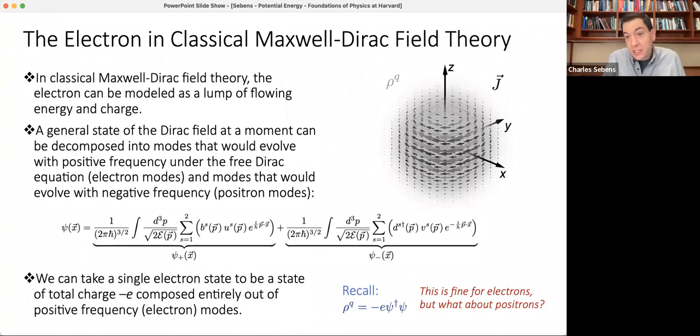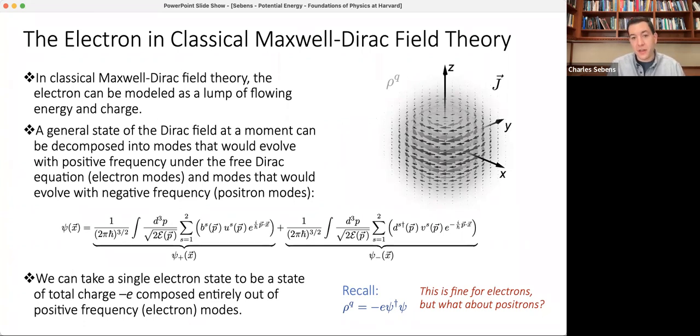So I was saying there is this problem of self-repulsion for a spread out charge distribution. And in particular, that seems like it's going to be present in Maxwell-Dirac field theory. So in Maxwell-Dirac field theory, you can model the electron as this charged cloud. It's this wave packet, this spread out distribution of charge. That charge will be flowing. You can ask where the charge is going. It's moving around generally. You can see where it's moving around.